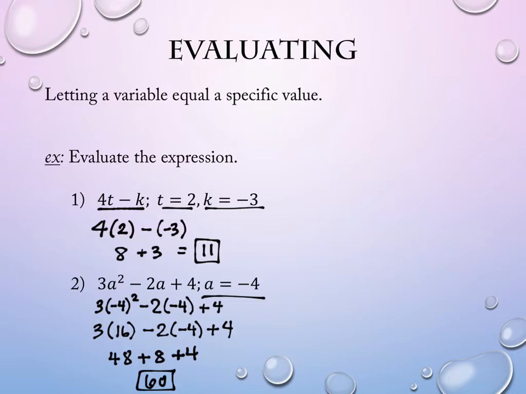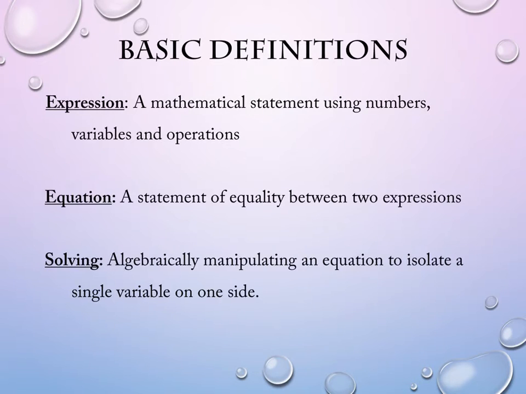Now, I already said this. I guess I was jumping the gun to emphasize the point since I was using them. But expressions and equations aren't the same thing. Expressions are mathematical statements using numbers, variables, and operations. But equations are a statement of equality between two expressions. So we would have some sort of an expression on the left, some sort of an expression on the right, and then there's an equal sign between. That's what makes it an equation.